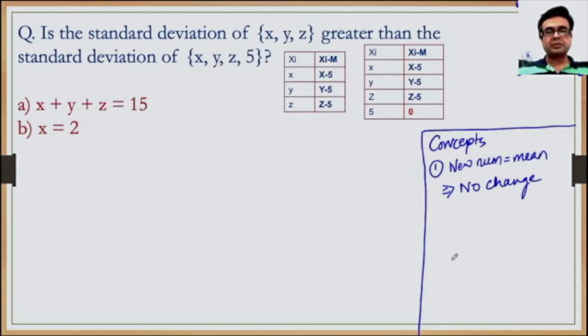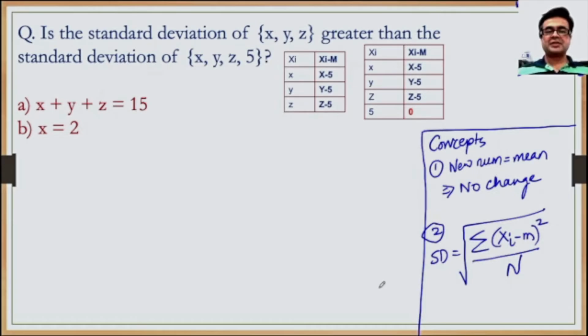So the first concept you must know is that when a new number is added to the series and the new number is equal to the mean, then the mean of the series does not change. And the second concept is that standard deviation is equal to the root of the sum of each term minus the mean, whole square, divided by n. So let's get started with the solution. Let's start with statement 2.